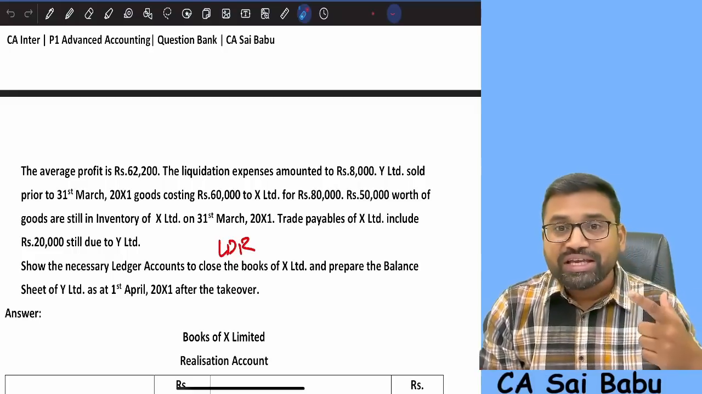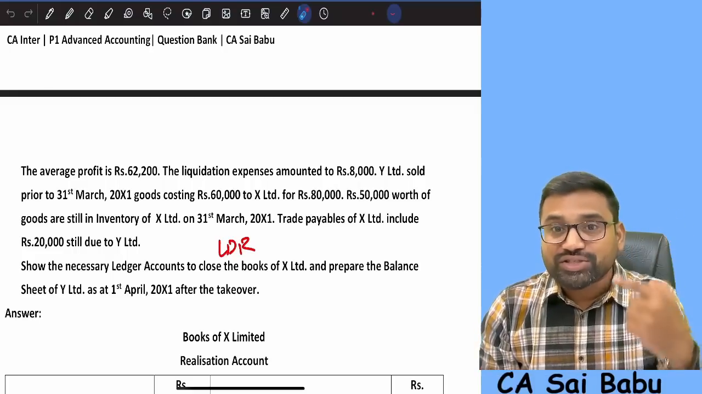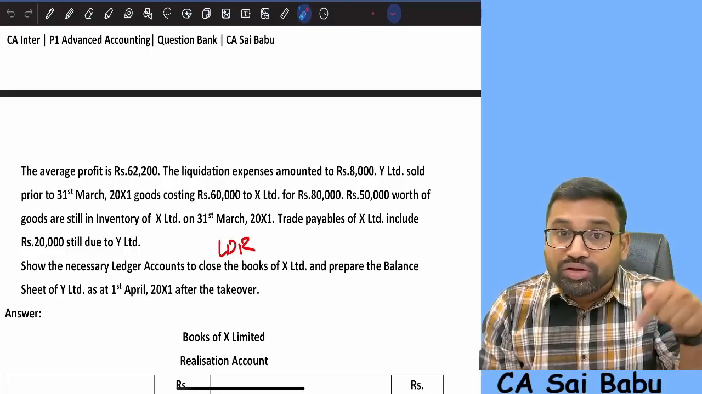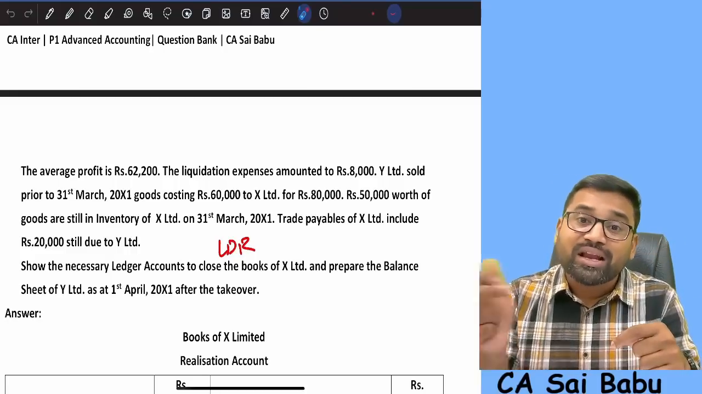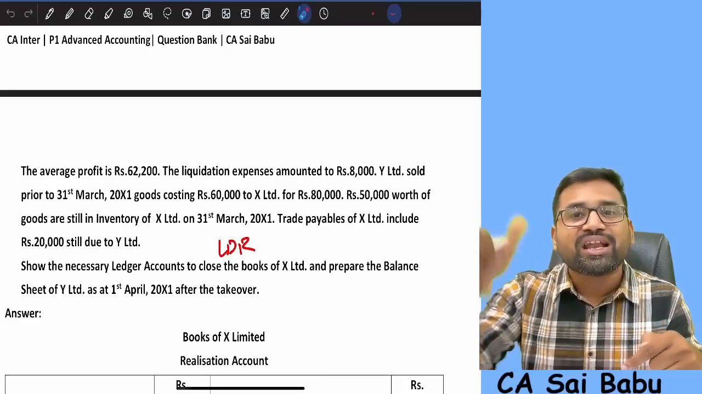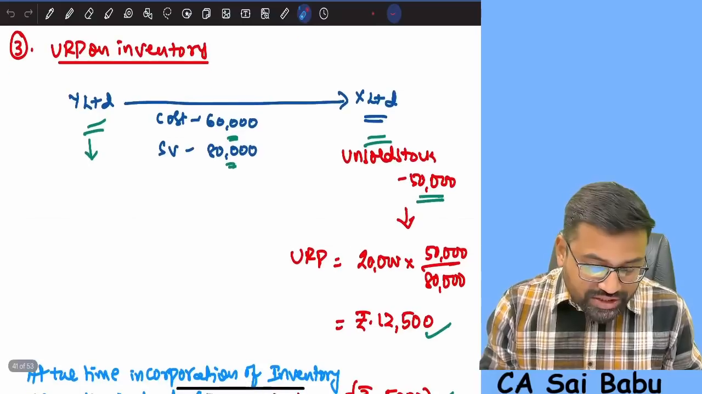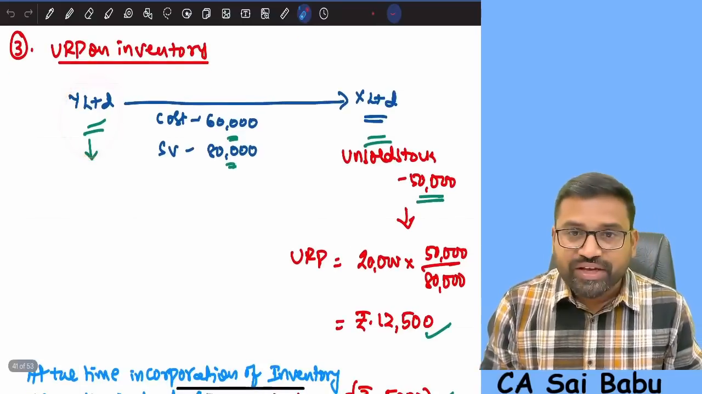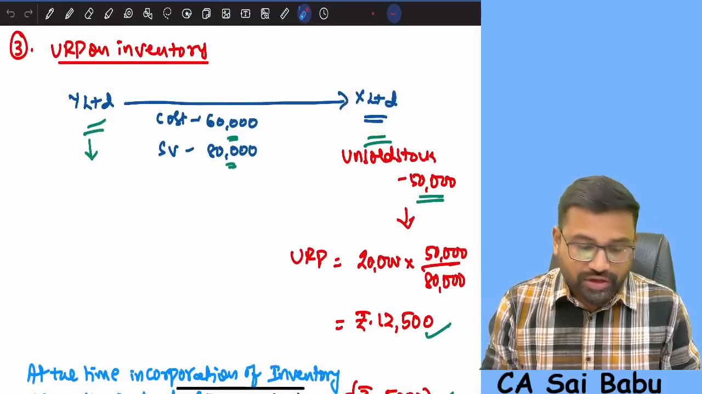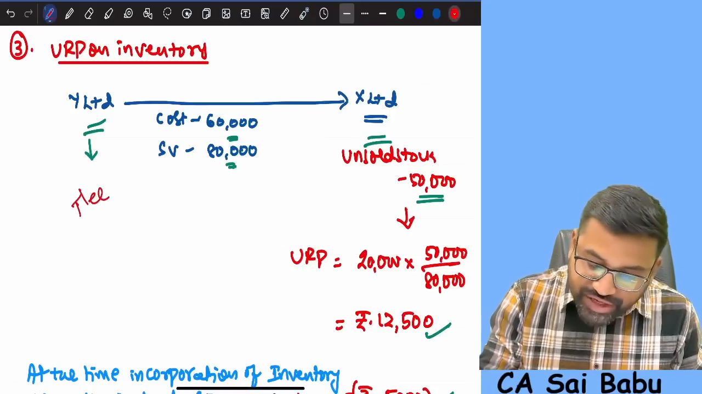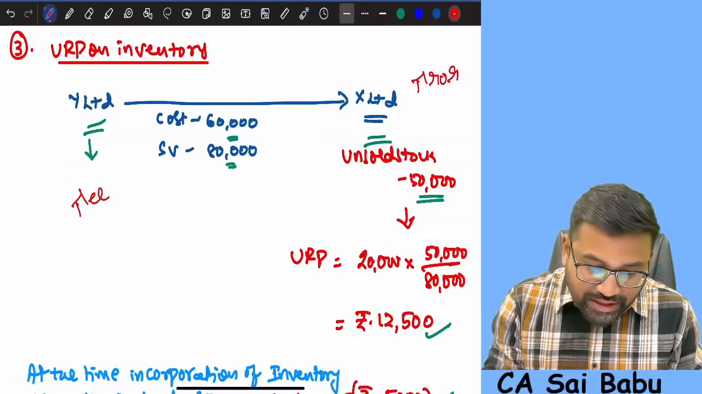Now, but the important thing is that when you are taking the stock of transferor company, if you are taking the stock below the cost, then automatically some unrealized profit is eliminated. Only the remaining unrealized profit we need to eliminate. So I will show you. See in this question, see this. Y Limited is a transferee company, sold goods to X Limited, transferor company. See in this case, this is transferee. This is transferor. Before amalgamation, there was a sale.